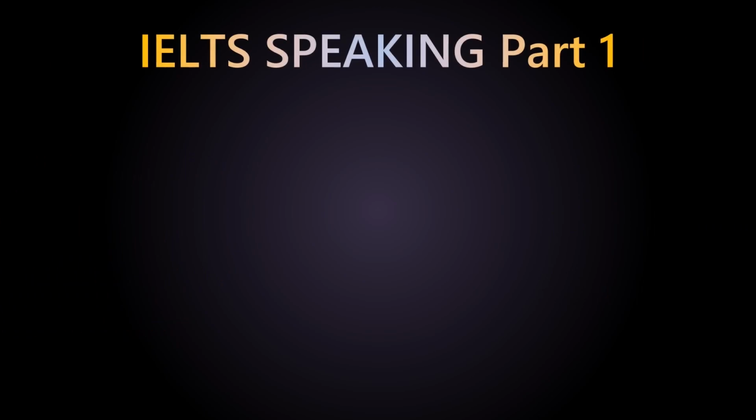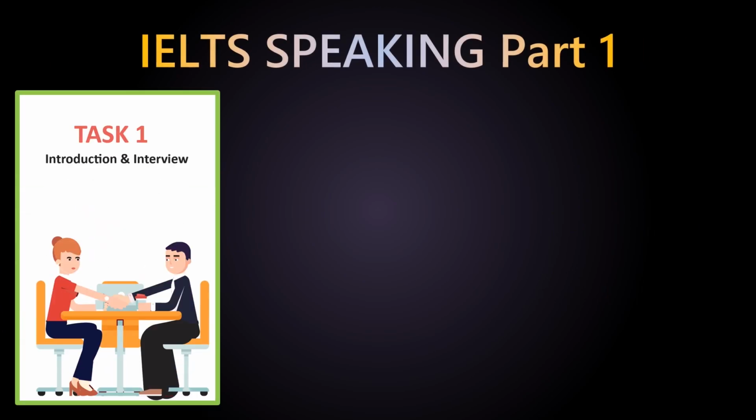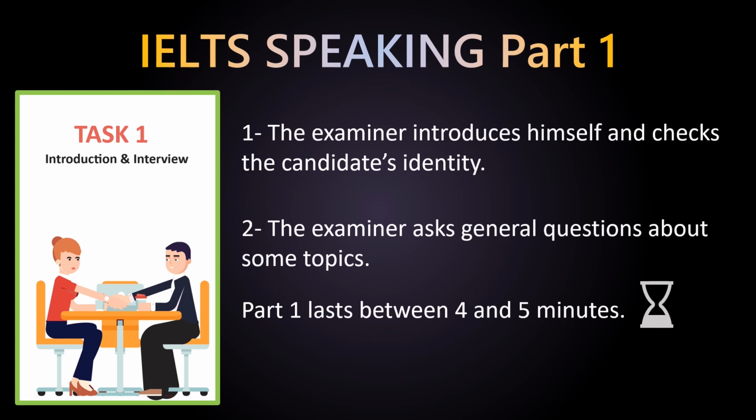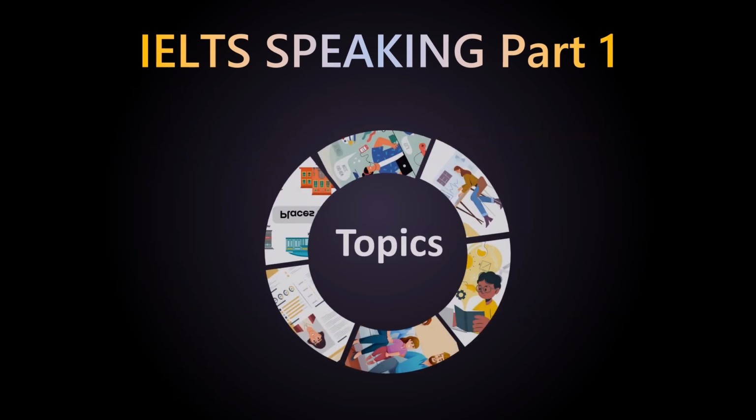IELTS Speaking Part 1. In the first part, the examiner introduces himself and checks the candidate's identity. Then the examiner asks general questions about some topics. This part lasts between 4 and 5 minutes. Now let's go to the topics and possible questions that will be raised in part 1.